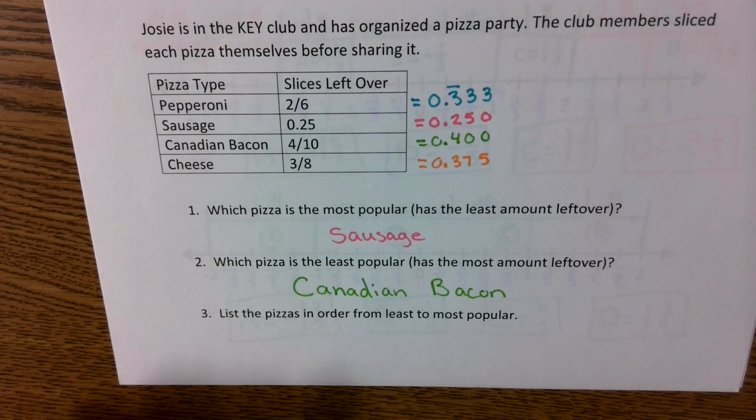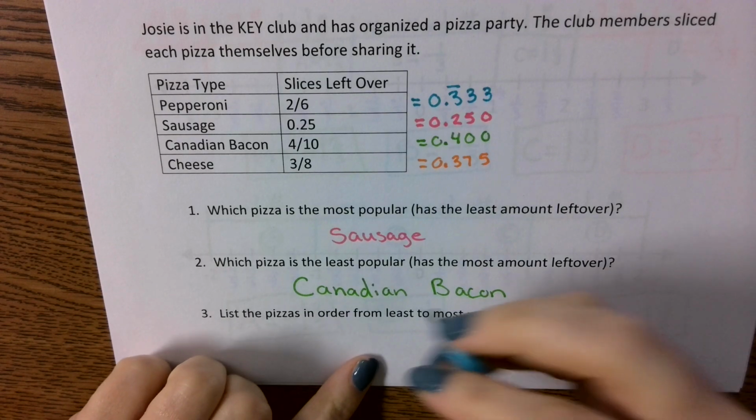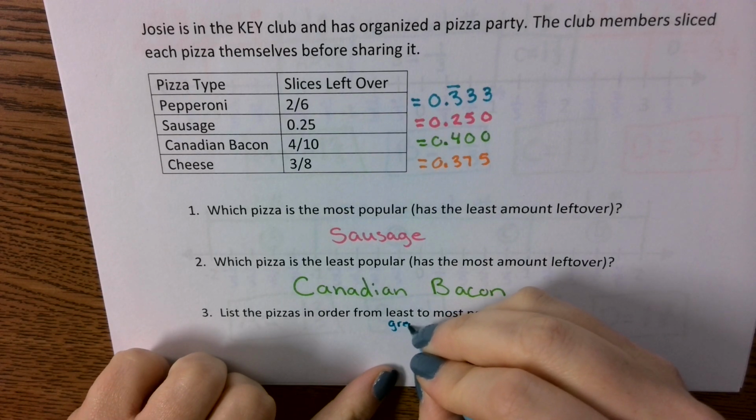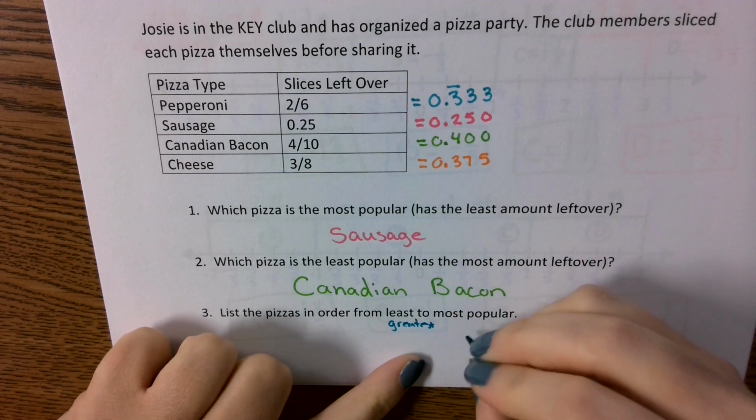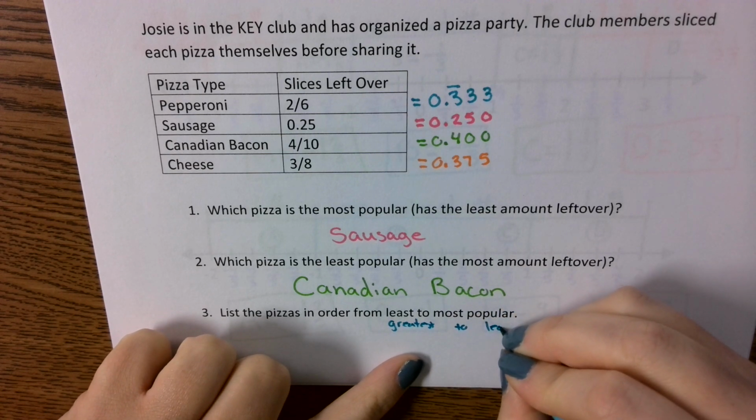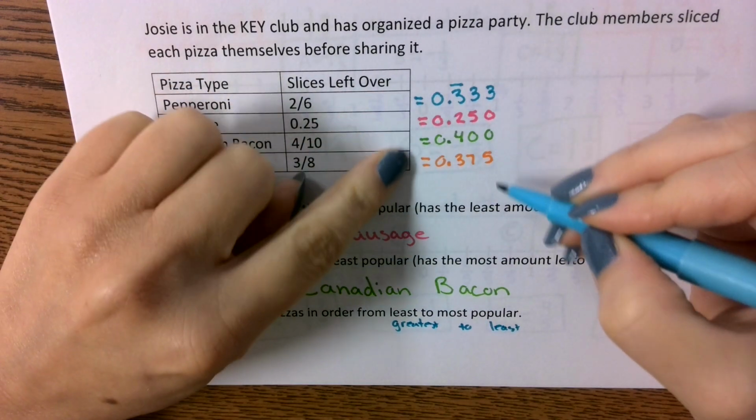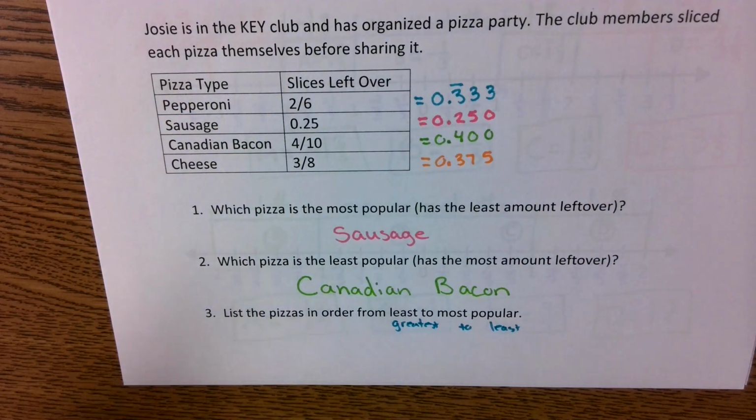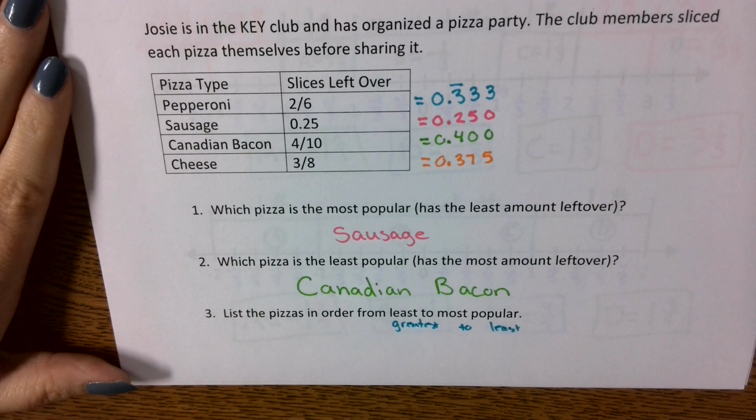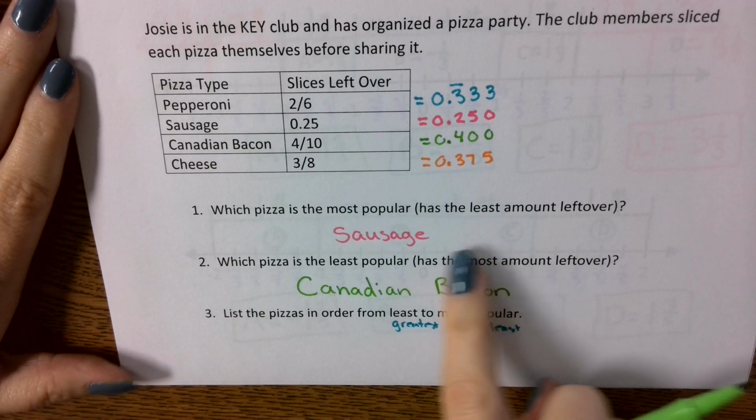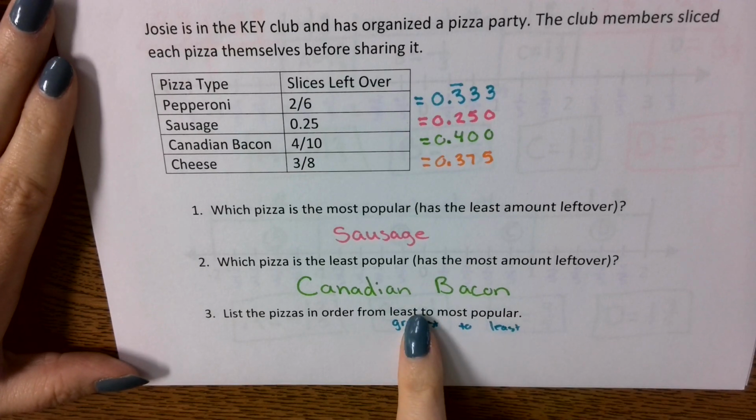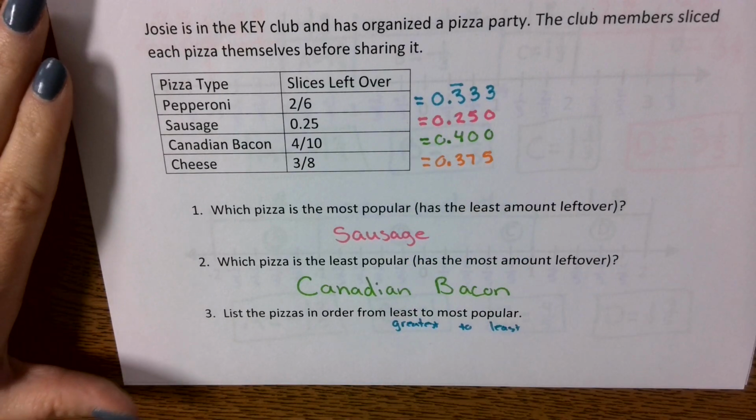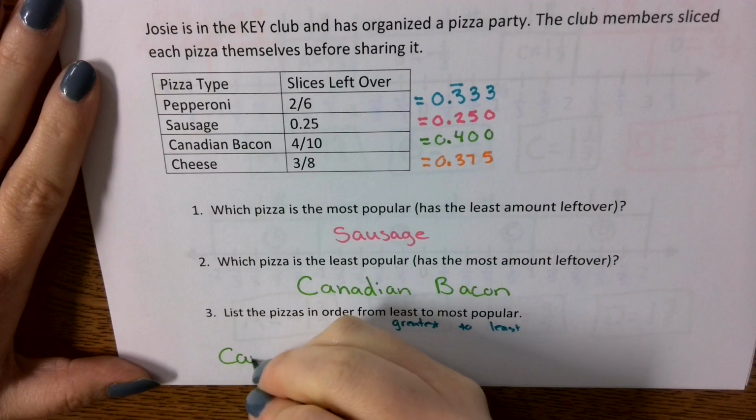So that means from least popular to most popular, that basically means your greatest to least. When we're looking at these numbers, greatest number of slices left over, which is our least popular, that would be our, which one? Brandon? Sausage. No. Least popular, which means has the most left over. The bacon, the Canadian bacon.